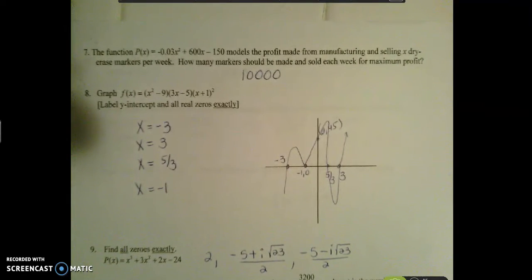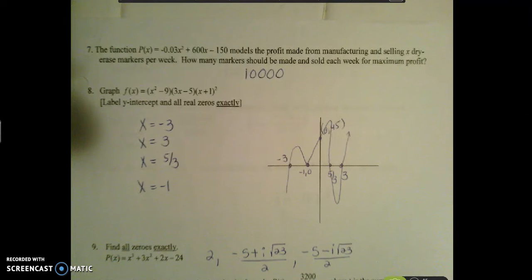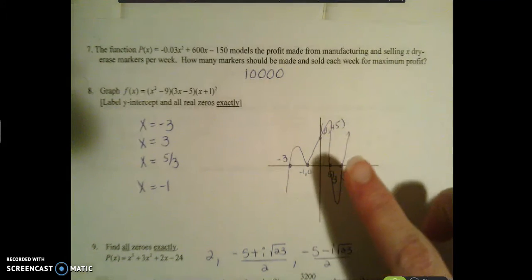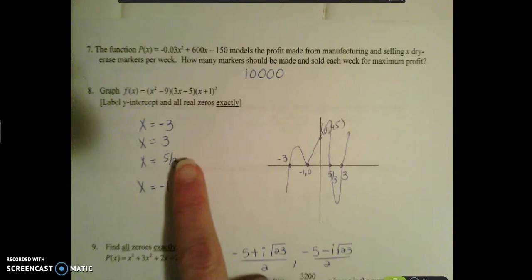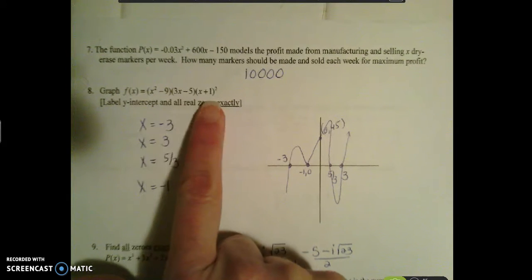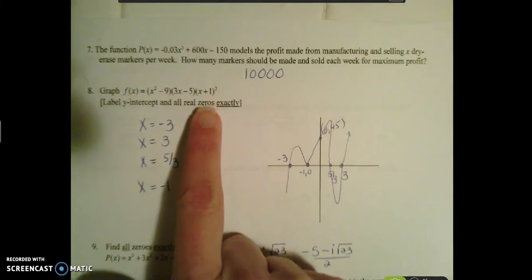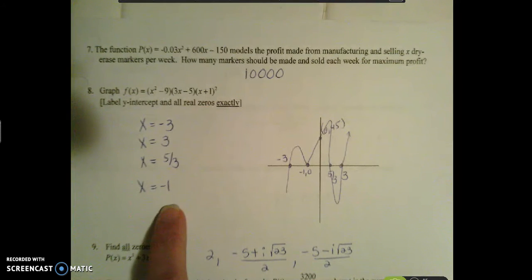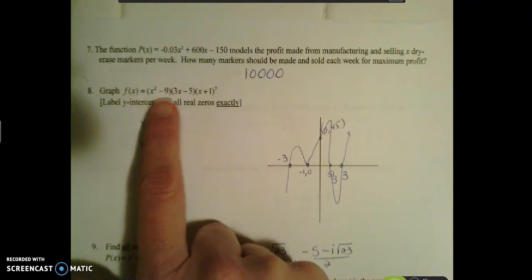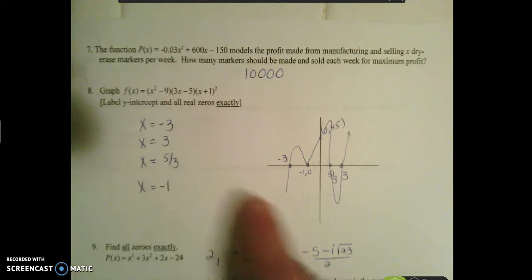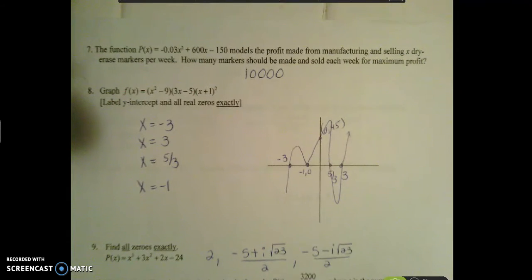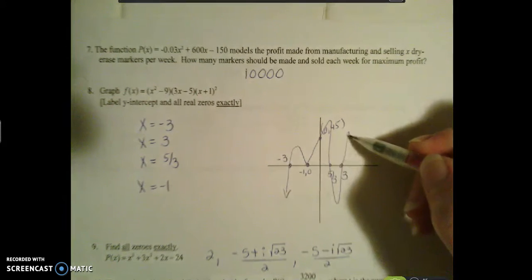Here's number 7. It talks about dry erase markers, and the answer should be 10,000. For this next one, they wanted you to find the intercept. So you've already got the factored polynomial. That means one of your roots is -1. One of your roots is 5/3. And then your other 2 roots are plus or minus 3. It's a power of 5, so you're going to go down on the left, and up on the right.